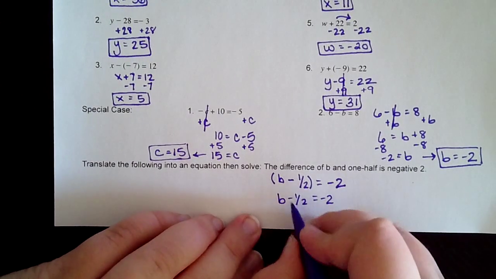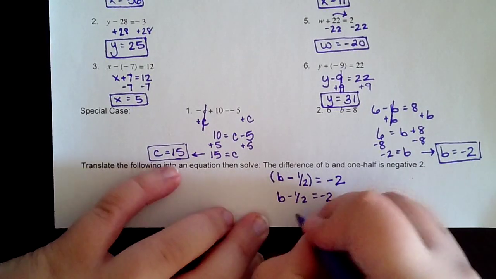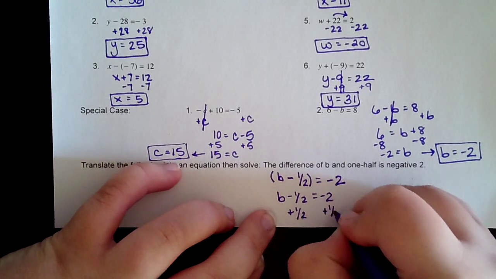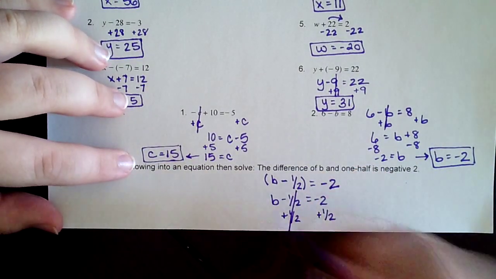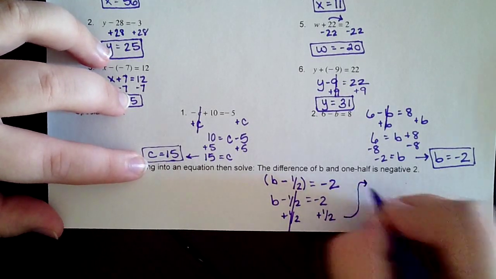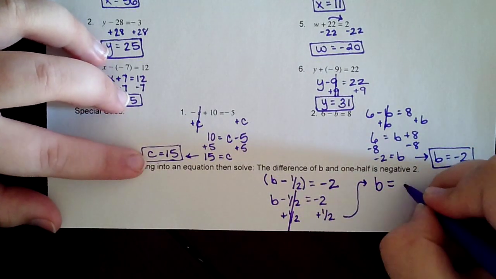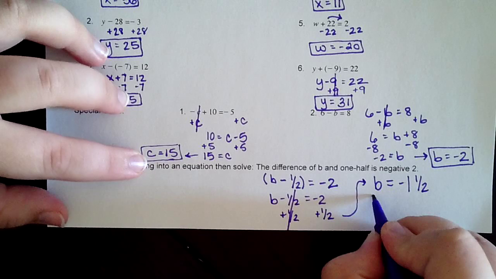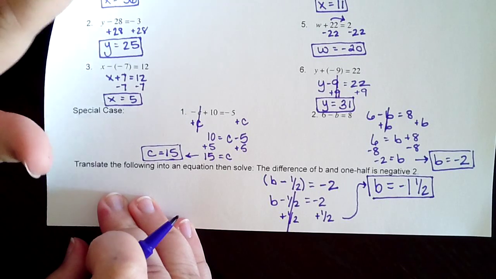Well, right now there's this -1/2. In order to get that to the other side, in order to undo a -1/2, we have to add 1/2 to the left and add 1/2 to the right. We're then left with a b on the left and -2 plus 1/2. I'm going to jump up and over here for space to see that b is equal to -2 plus 1/2. That would be -1 and 1/2. B is now by itself. We're happy. So we box our answer.